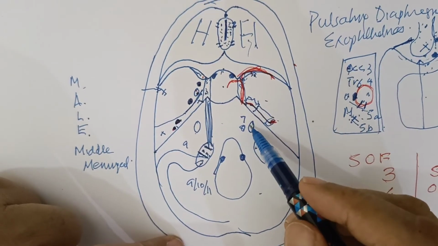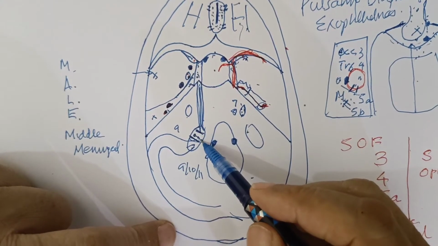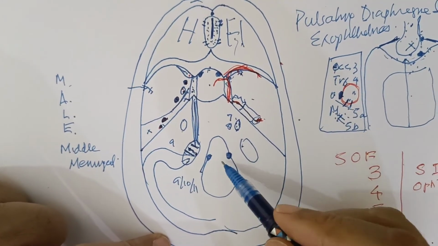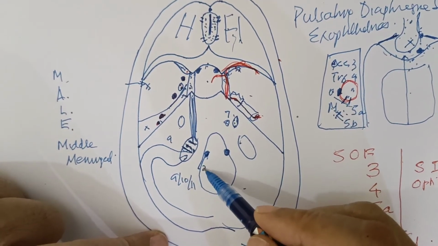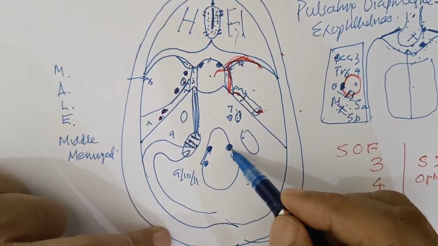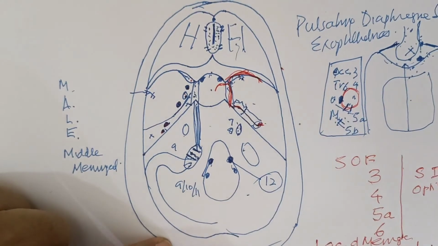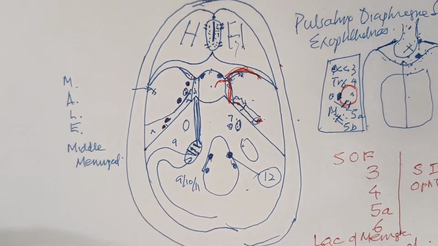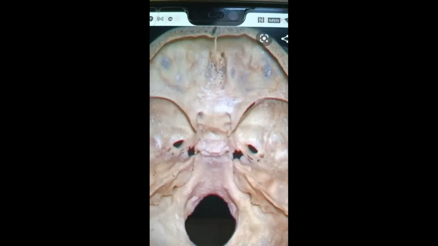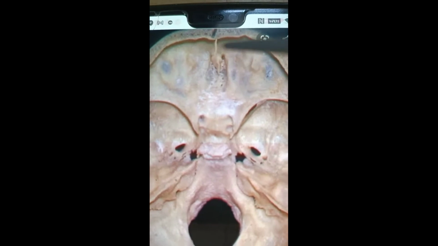All right. Then 7th and 8th through the internal acoustic meatus, 9th, 10th, 11th through the jugular foramen, and the hypoglossal nerve through the anterior hypoglossal canal at the foramen magnum. So 12th is here. So this finishes the basis cranii interna. We are talking about the base of the skull from inside.